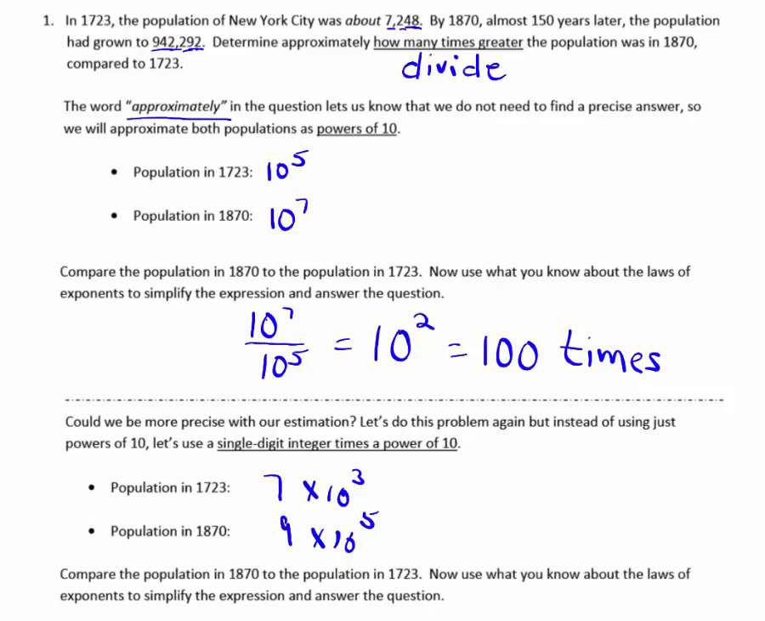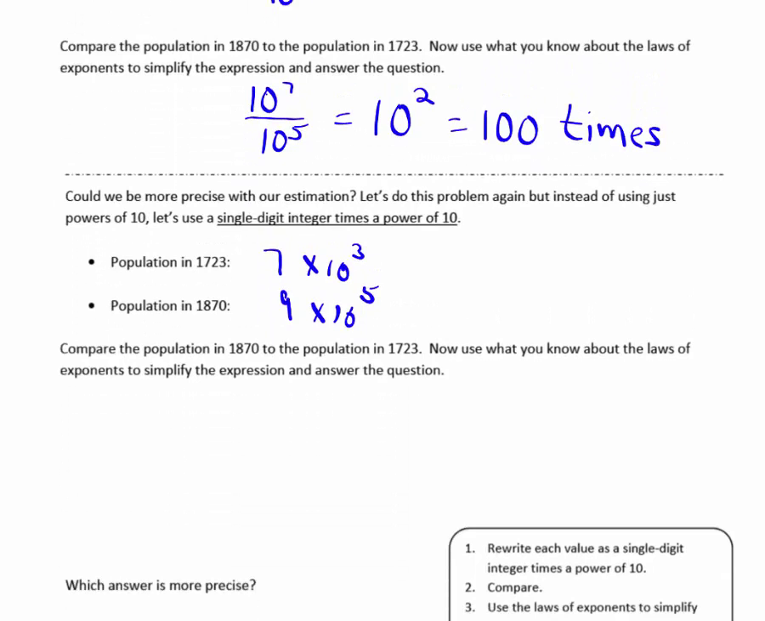Yes, okay. So now, same idea. We're still going to do our dividing: 9 times 10 to the 5th over 7 times 10 to the 3rd. Compare the populations, use what we know about the laws of exponents. So what I have to do here is divide those, and that's going to divide out 9 divided by 7. It's going to give me a repeating decimal, but that's okay. So we're going to rewrite it. 9 divided by 7 is going to give me about 1.3.